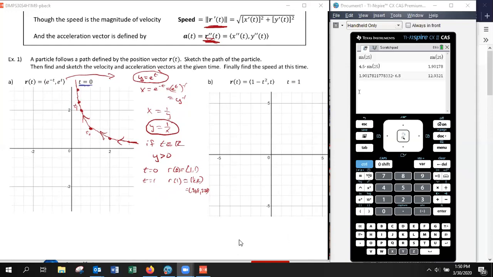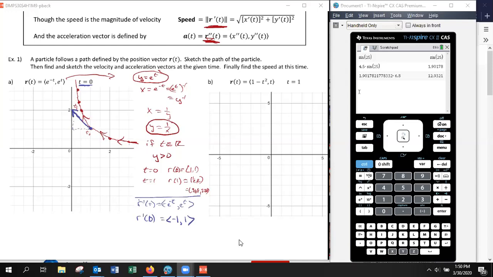Okay. So our velocity vector is going to be written as r prime of t. r prime of t is going to be e to the negative t, comma, e to the t. And we want to know what r prime of 0 is. r prime of 0 is going to be negative 1, comma, 1. So from my position at t naught, I am going to go horizontally negative 1, vertically 1. And we have this vector right here, which is our velocity vector.